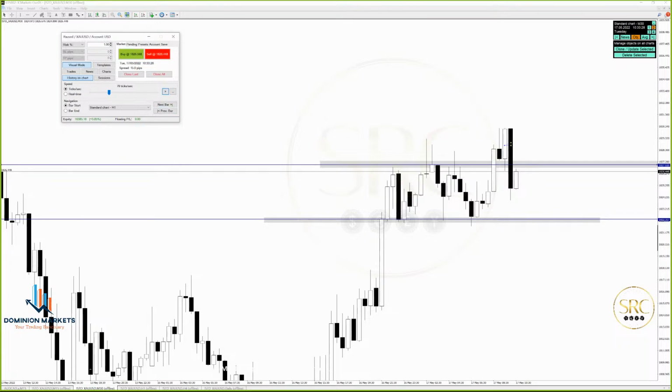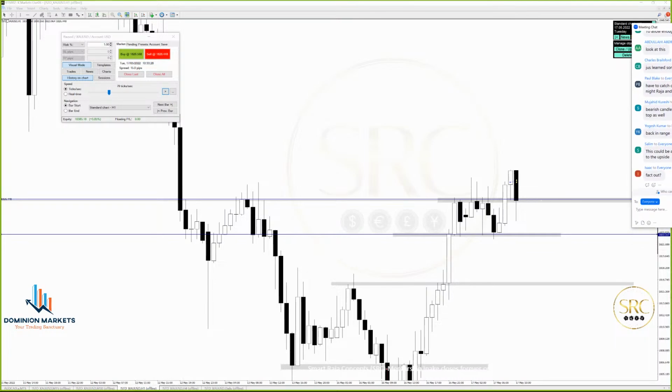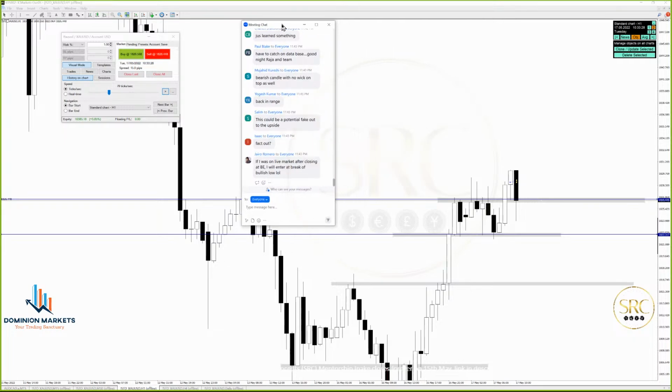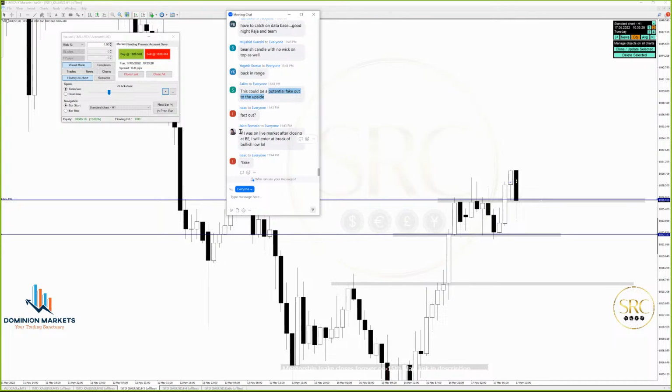Oh, look at this over here. You guys are right. Look at all these Zoom guys. They are in our super secret advanced section of the database, and they're already calling for a fake out. This could be a potential fake out on the top side. That's correct. Fake out. If I was on a live market closing in BE, I would enter the break of the bullish low.